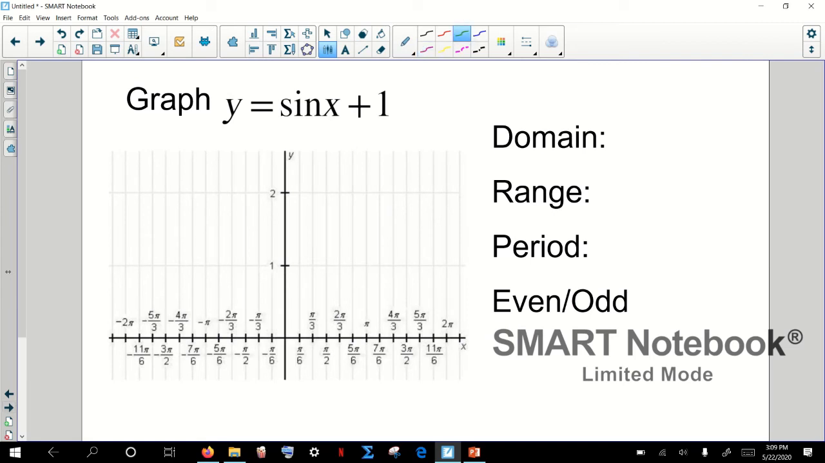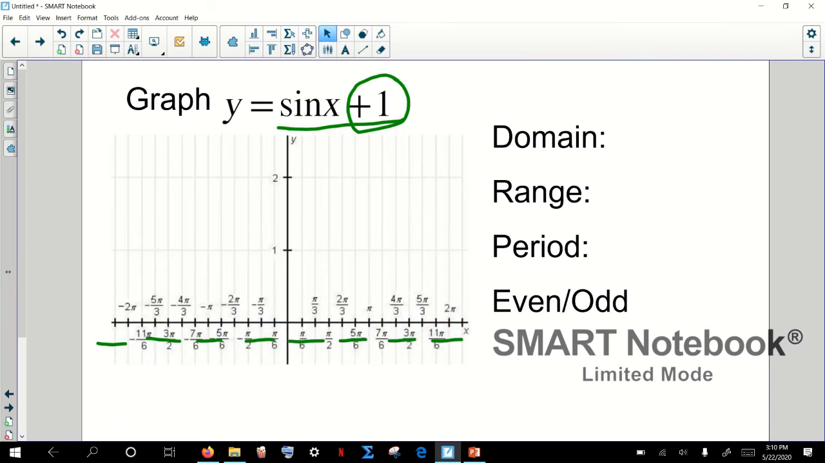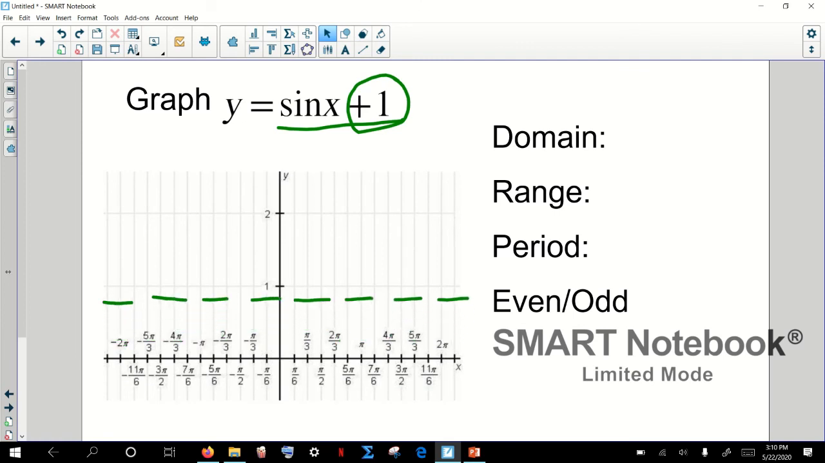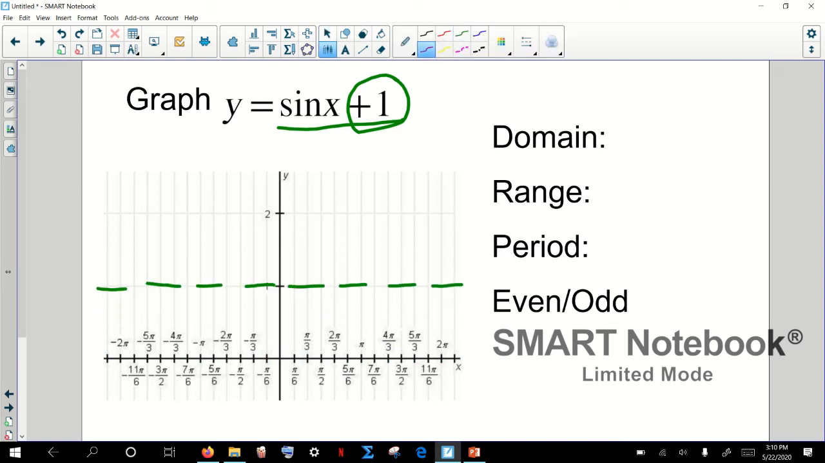Remember from transforming functions that if we have the 1 on the end, it just shifts the function up. So normally the middle of the sine curve is about the x-axis, right? But now it's going to shift up. Let me see if I can shift this. Perfect. The center line, I like to call it, shifts from 0 up to 1. So now everything we do is going to be based off this center line. So we're going to pretend like that green dotted line is our x-axis.